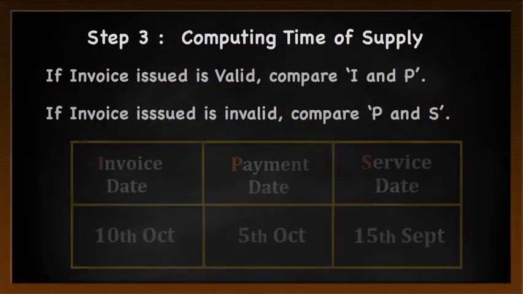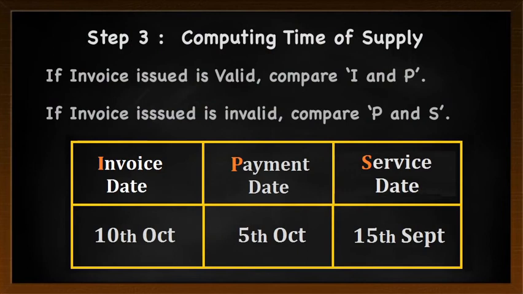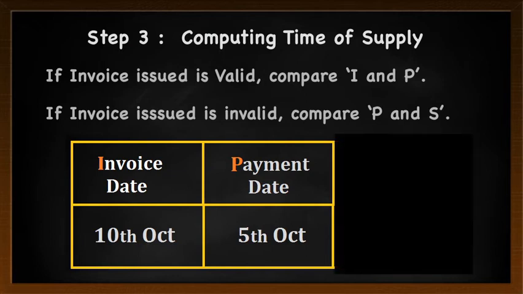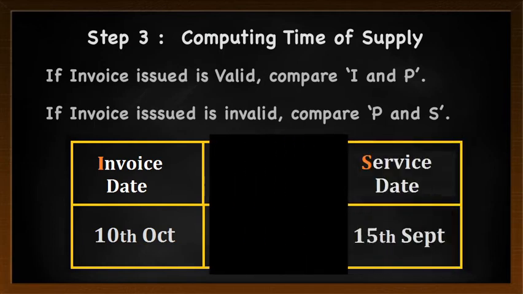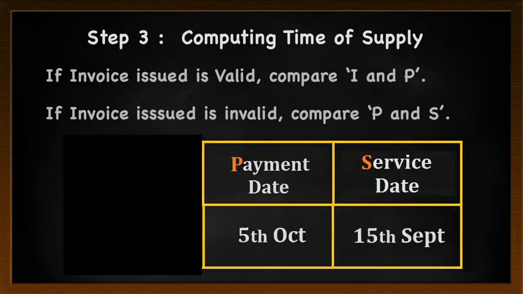Now the question comes, sir, why do we have to compute whether it is valid or invalid? Because for step number 3, if it is a valid invoice, you have to compare only I and P. What is IP? Invoice date and payment date. If it is an invalid invoice, you have to compare P and S, that is payment date and service date.